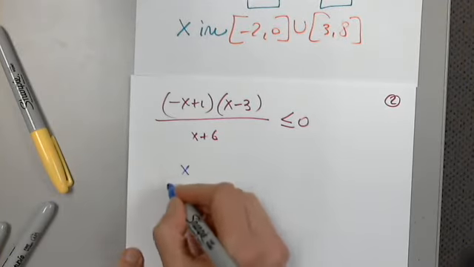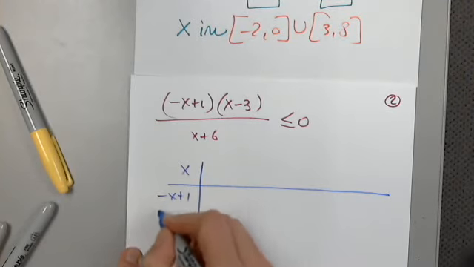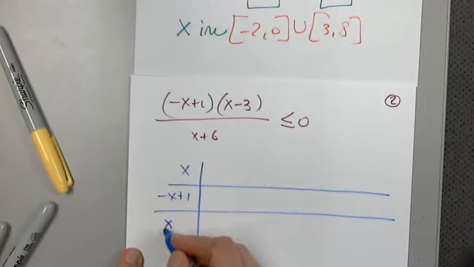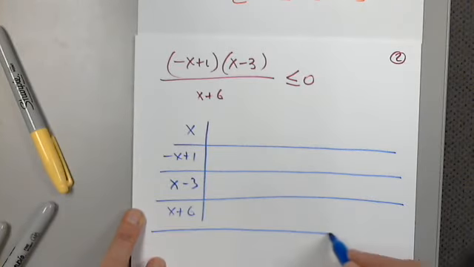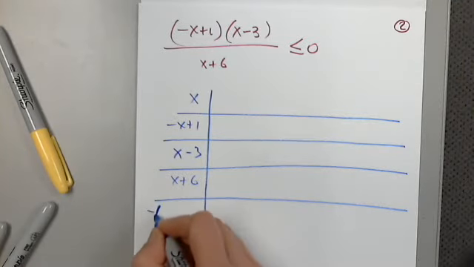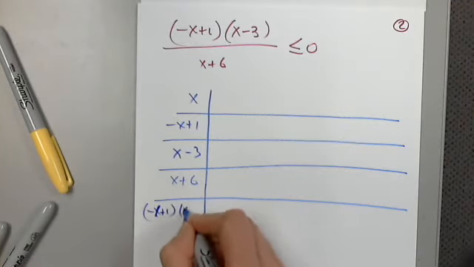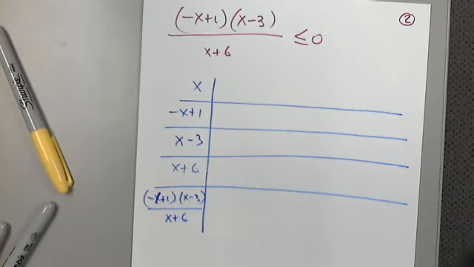Good. So x is the variable in the problem. -x plus 1 is the first factor. x minus 3 is the next. And x plus 6 is the last one. And now I have some room here. I can put the whole thing. Instead, if you don't want to write all this, just put ratio or whatever you want to call your left-hand side. That's fine.